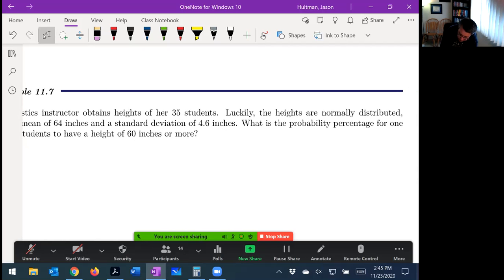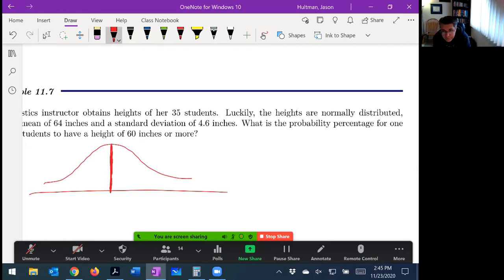Okay, so again, draw your diagram. What is the mean here? What's the average height in her class? Okay, thank you, Liliana. Yeah, 64. So where is 60 located? Is it to the right or to the left? Yeah, it's to the left.